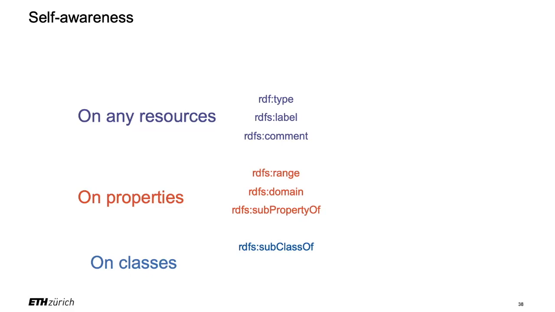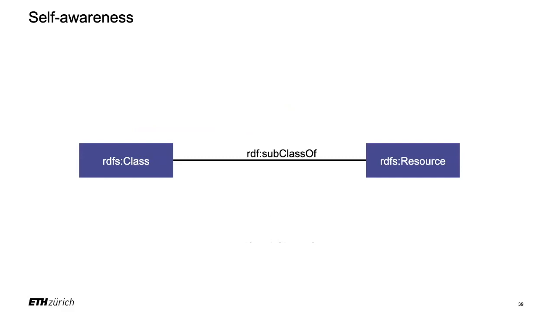And all these things in the center of your screen, these are properties. These are all properties, but these properties can be properties on classes and so on. For example, class is a subclass of resource, right? So the set of all classes is a subset of the set of all resources. That's because a class is a resource. A range, the type has the range class, right? The range, that's what can be on the right of the type property.